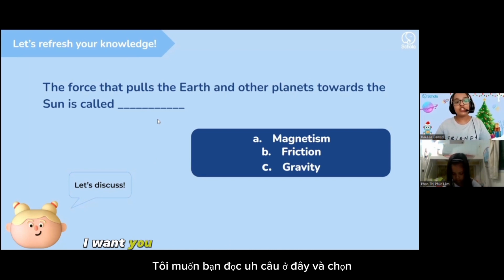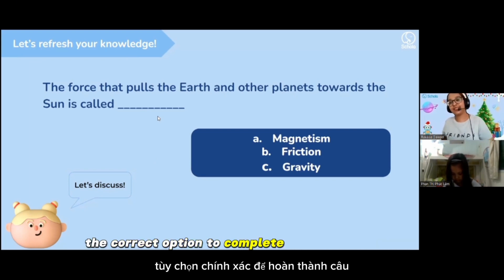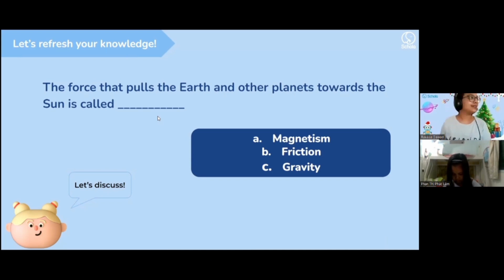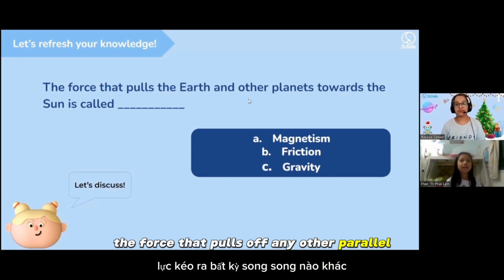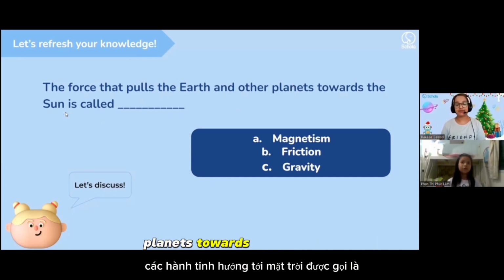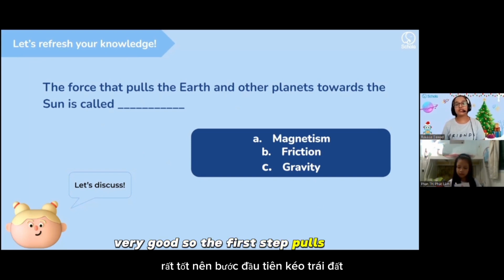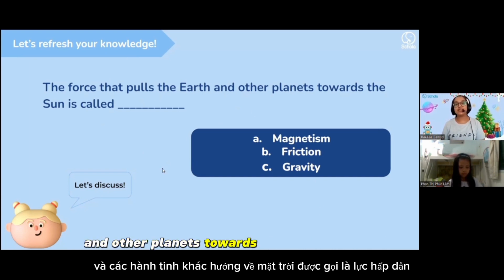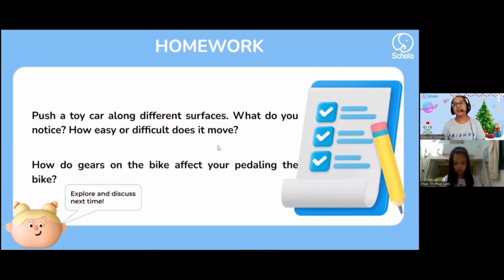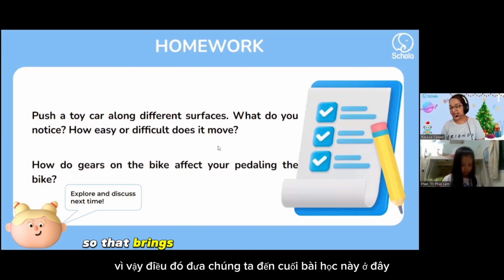I want you to read the sentence here and choose the correct option to complete the sentence, please. The force that pulls the Earth and other planets towards the sun is called gravity. It's called gravity. Very good. So the force that pulls the Earth and other planets towards the sun is called gravity. Okay, so that brings us to the end of this lesson.